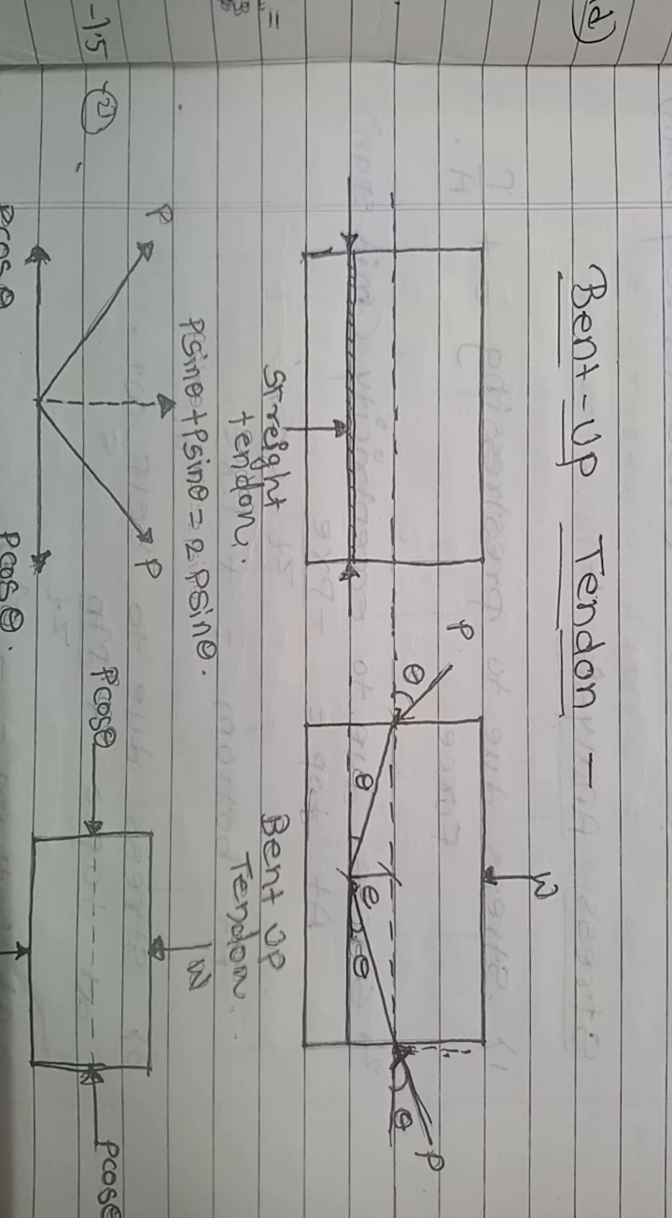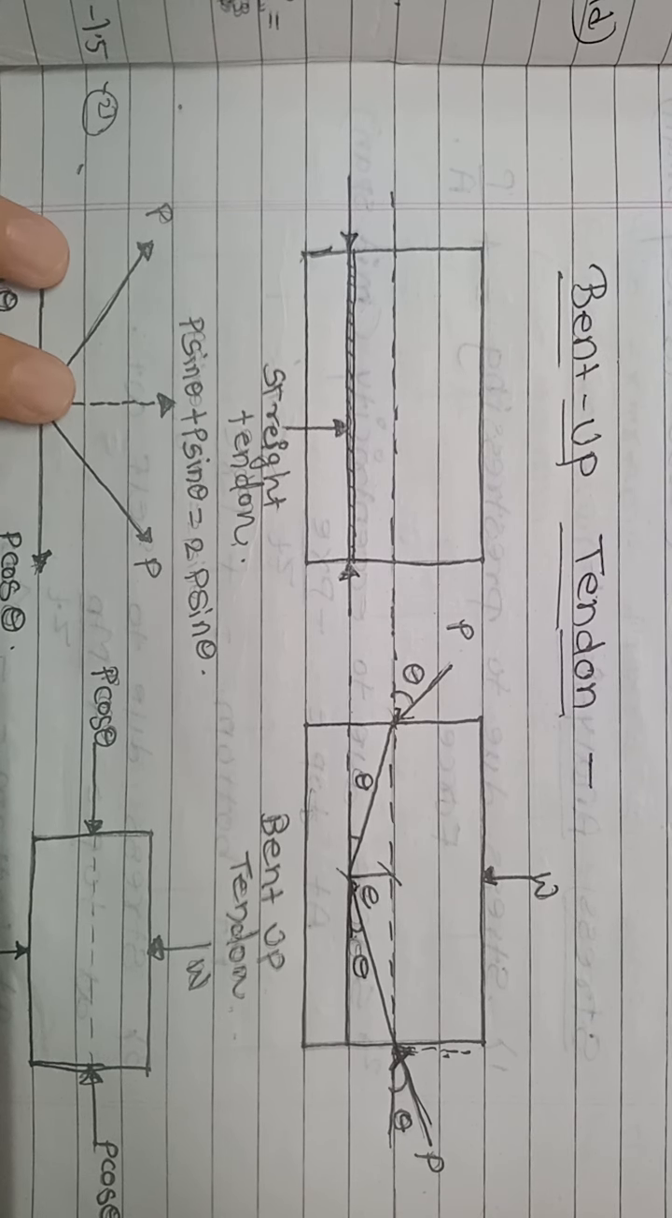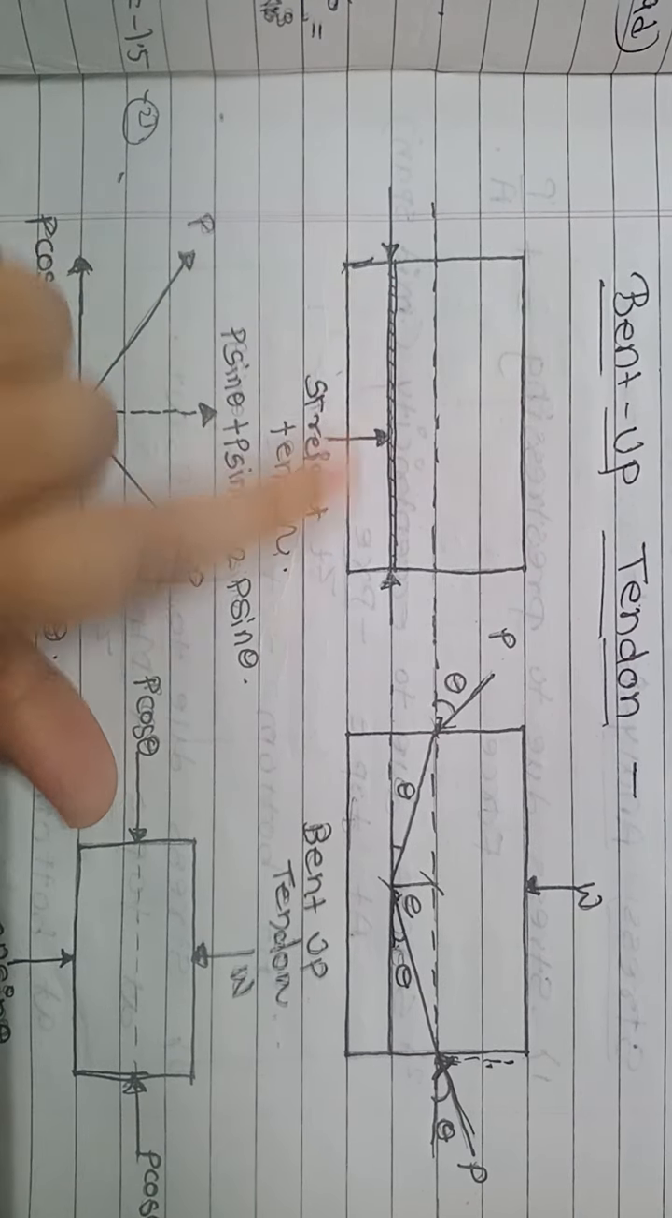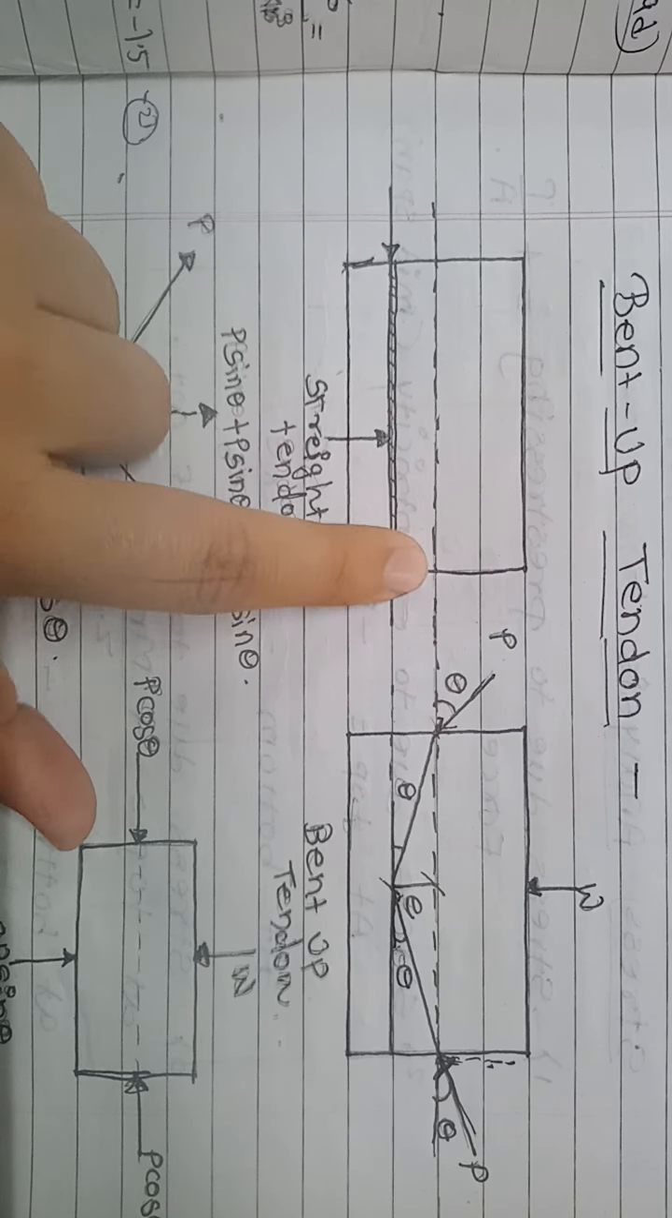In the previous video we saw straight tendon problems. Now in this one we have to find the stresses for a bent up tendon in pre-stressed concrete. First of all, this is the straight tendon, this is the beam, and this is the neutral axis of the beam.